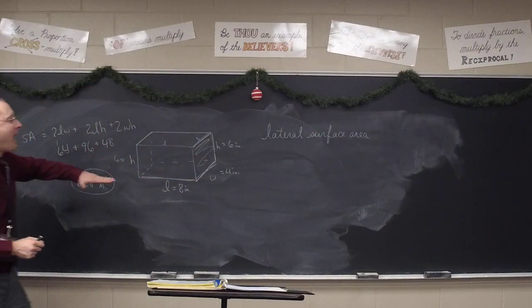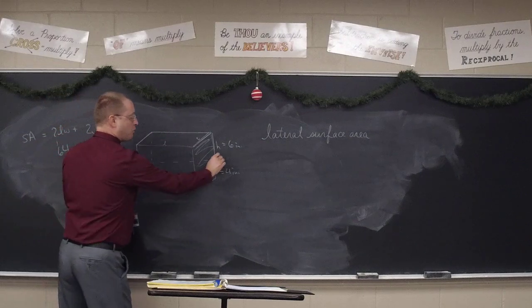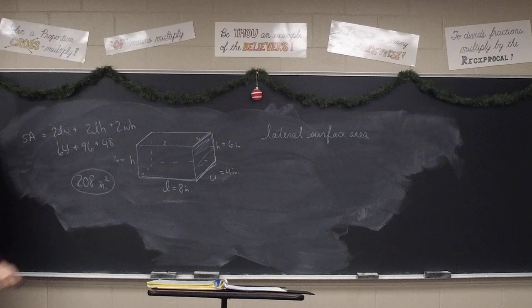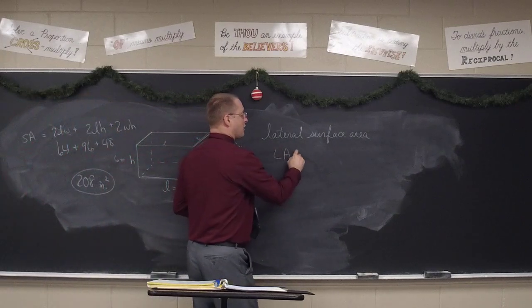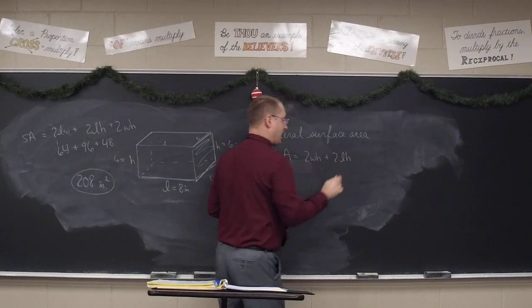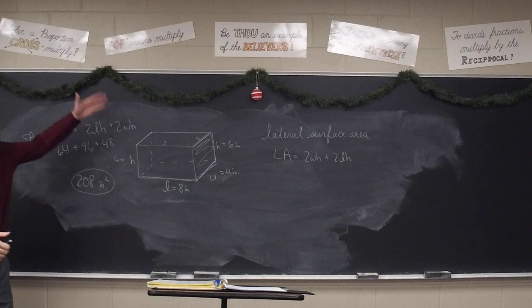Well, the bottom of the box is the length and width, right? So lateral surface area just doesn't care about the length and the widths. Make sense? So it makes sense then that for a rectangular prism, lateral surface area would be 2 width heights and 2 length heights, but not the 2 length widths that are the tops and bottoms.